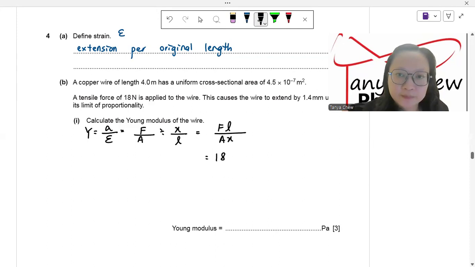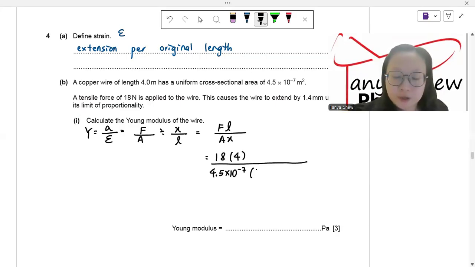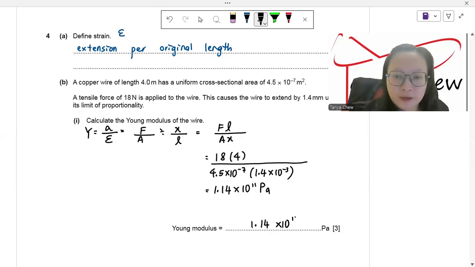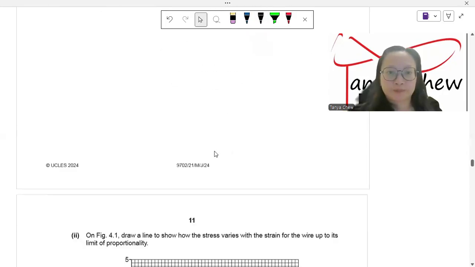F is given as 18. Length is given as 4 meter. Area is given as 4.5 times 10 to the power negative 7. Extension, you have to beware because extension is given in millimeter. You have to change it to meter. So 1.4 times 10 to the power negative 3. Calculate, you will get 1.14 times 10 to the power 11 Pascal. 1.14 times 10 to the power 11 Pascal is the answer.